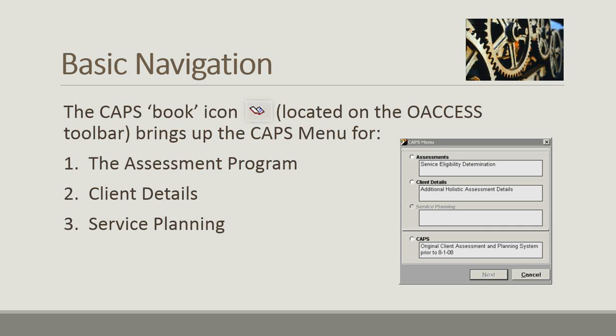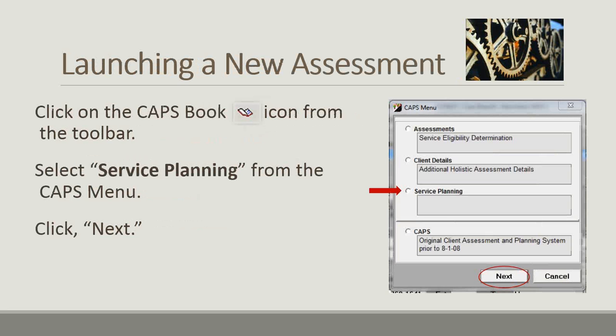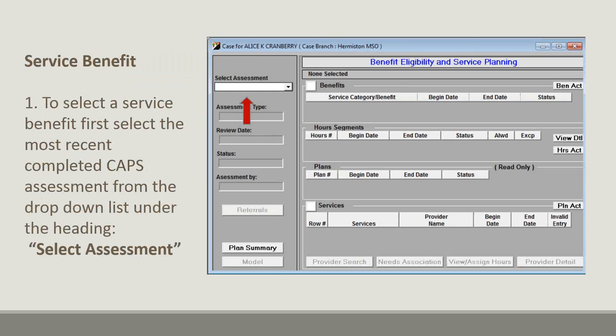any reason. Okay, so we're going to launch a new assessment, and in order to do that, for new planning, we go to the CAPS book icon from the toolbar, and we're going to select the service planning button from the menu. Then we're going to click the next button. Once we do that, it will open up a new screen for us that looks exactly like this.